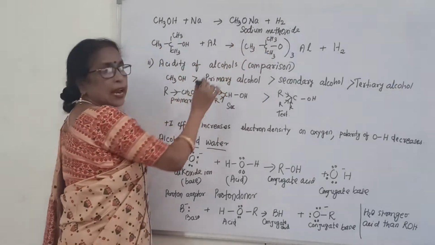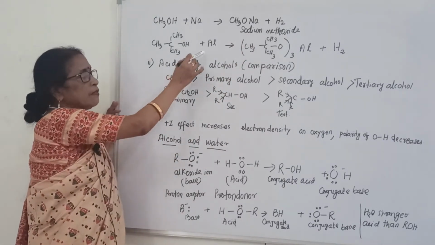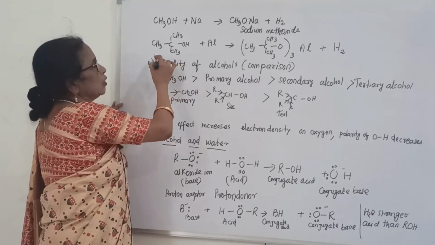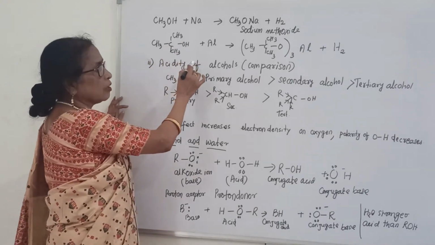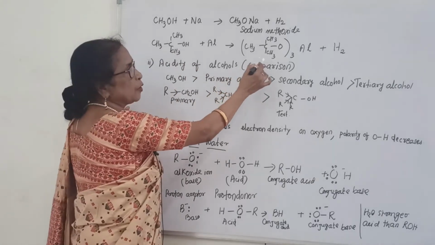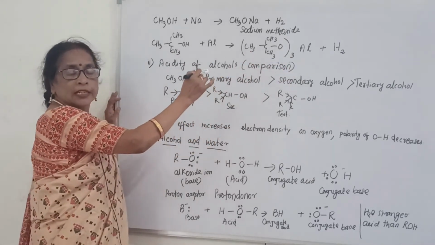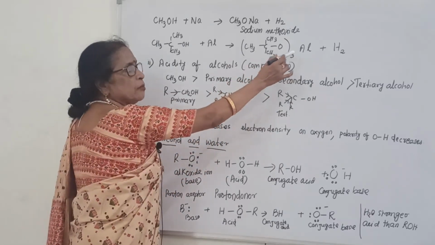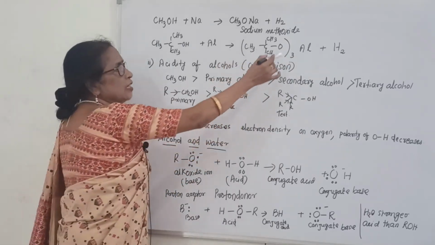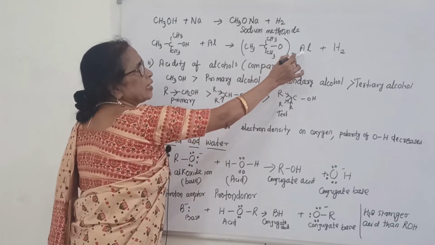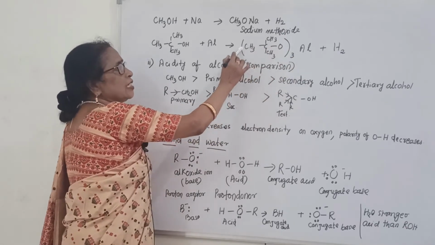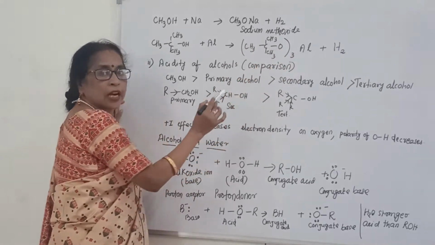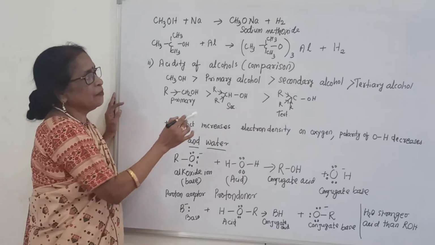Sodium methoxide and hydrogen. Similarly, aluminium is trivalent. It will react with tertiary butyl alcohol and give aluminium tertiary butoxide and hydrogen. Since aluminium has valency 3, that is why the formula has the tertiary butoxide group 3 times with aluminium.